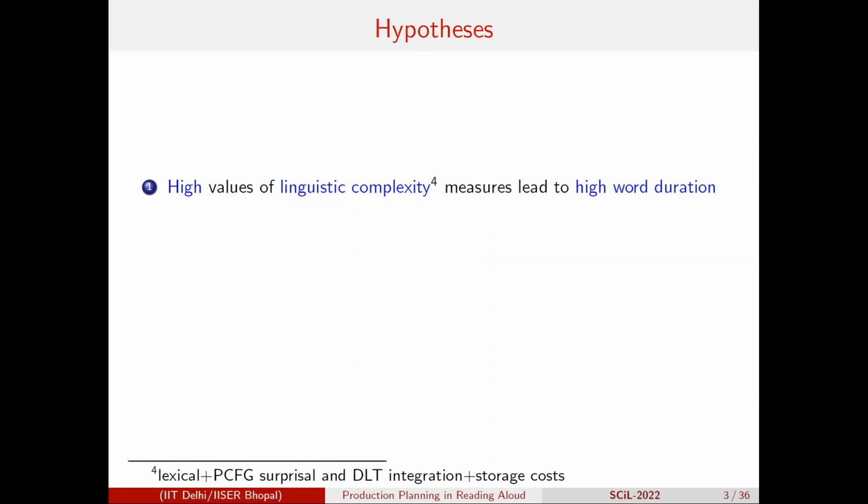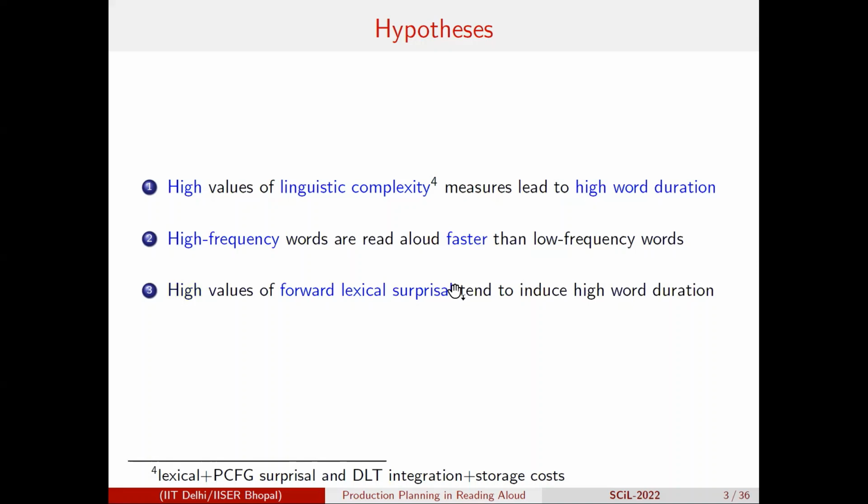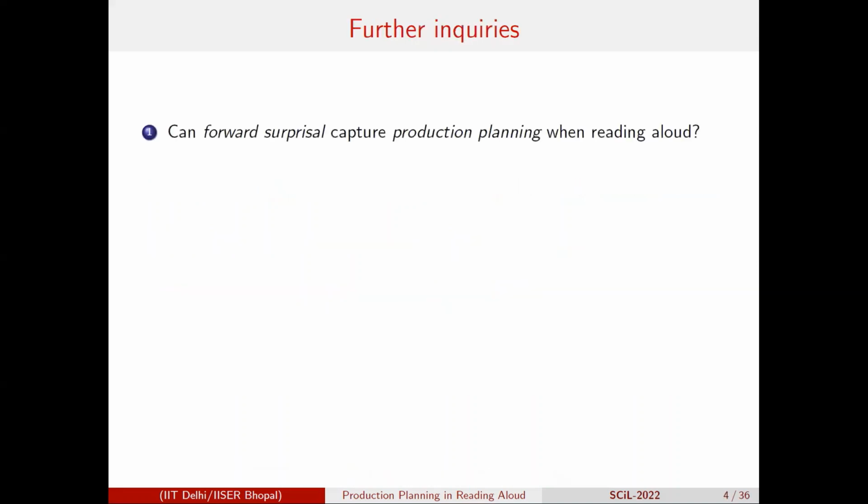So based on these ideas, we investigate various theoretically motivated hypotheses on the Hindi language. So our first hypothesis is that high values of linguistic complexity measures lead to high word duration. We compute linguistic complexity in terms of predictability-based features and memory-based features. We also investigate whether high frequency words are read aloud faster than low frequency words. And the third one is that high values of forward lexical surprisal tend to induce high word duration.